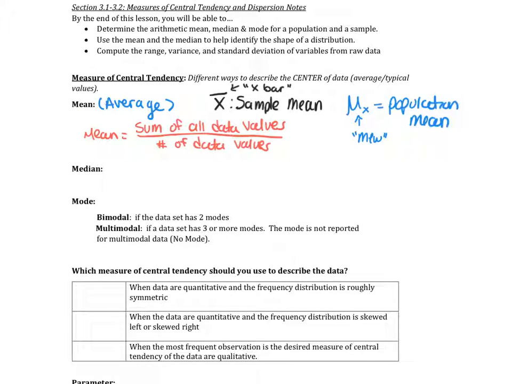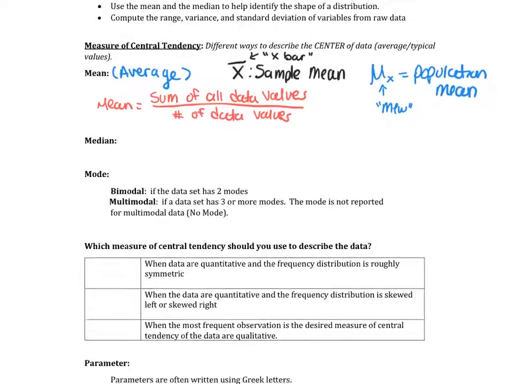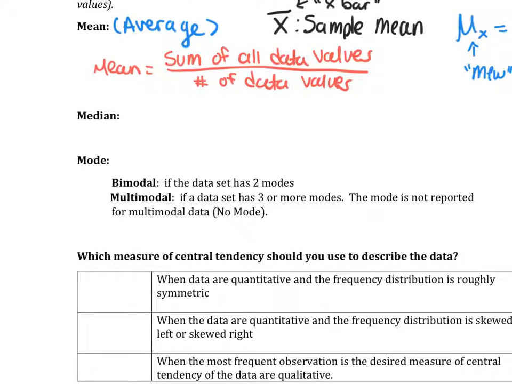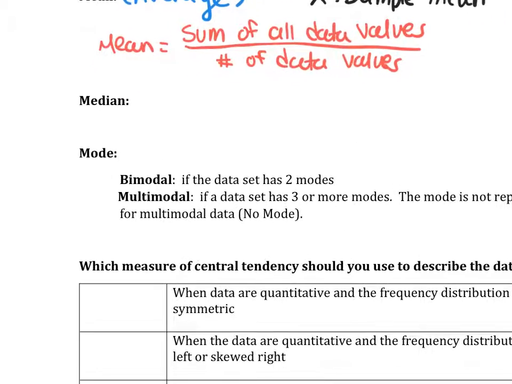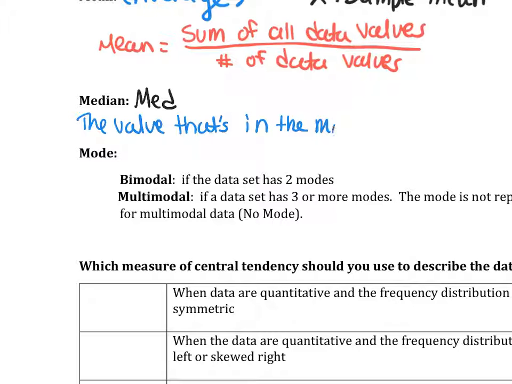Okay, so mean is the average. Median is the number that is in the middle when you put your data values in order. Median, your calculator abbreviates it to MED, but it is the value that's in the middle when values are in order.